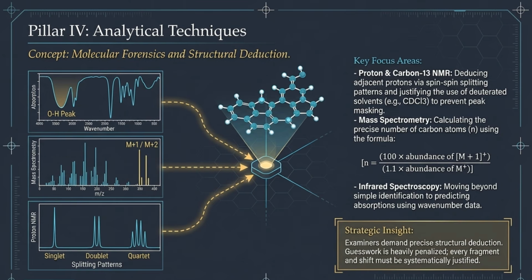Pillar 4 is molecular forensics. This is pure structural deduction. You aren't just identifying an alcohol. You are using proton and carbon-13 NMR to deduce adjacent protons through spin-spin splitting patterns while justifying the use of deuterated solvents. You'll use mass spectrometry formulas to calculate the precise number of carbon atoms and move beyond simple identification in infrared spectroscopy to predict absorptions using specific wave number data. Guesswork is heavily penalized. Every shift must be systematically justified.